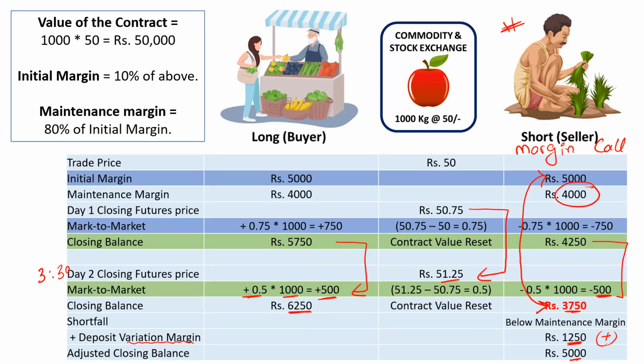So variation margin is the additional money that is deposited by that particular trader whenever his account is falling below the maintenance margin. So variation margin is the additional amount of money that is deposited by the trader when his account falls below the maintenance margin or when he receives a margin call. Again, pause this video at this point and try to understand this calculation.